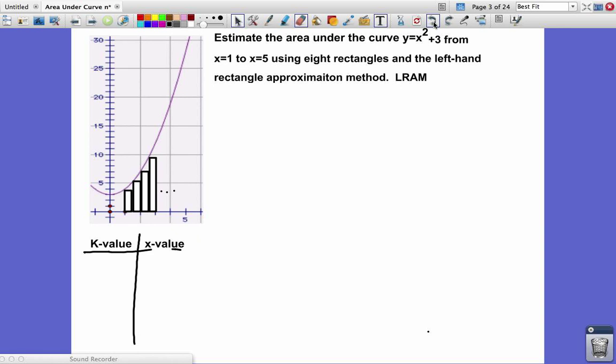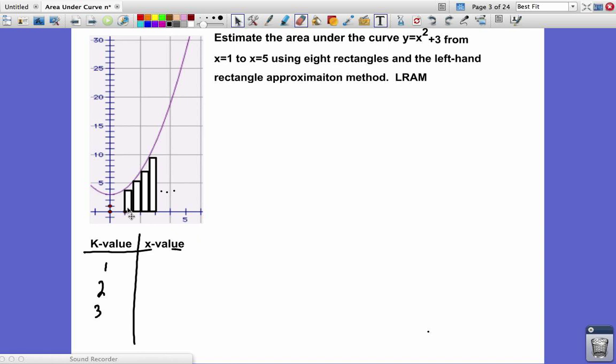So the first thing you want to do is find the base of each rectangle. That would be the highest x value minus the lowest x value, 5 minus 1, and then divide by the number of rectangles. So 5 minus 1 is 4, divided by the number of rectangles, which is 8, gives you 4 over 8, which is 1/2. So we know the width of each rectangle is 1/2.